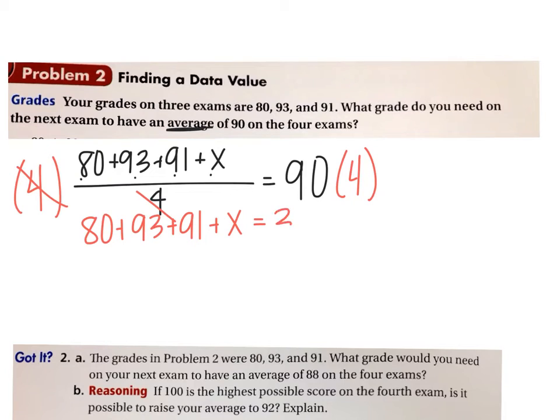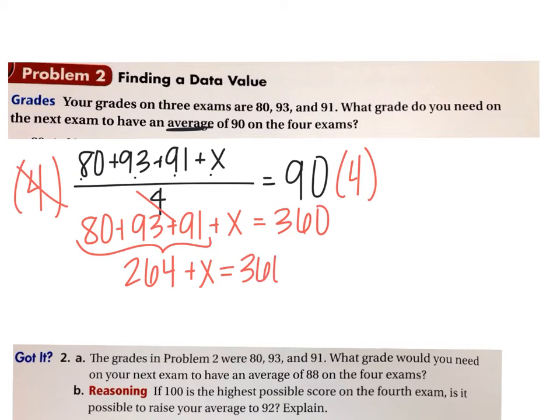So it's going to be 360. And then all that right there adds up to 264. That helps. So now we'll just subtract 264, and I get 96. So that means that I need to make a 96 on my next test so that I can have an A in the class.